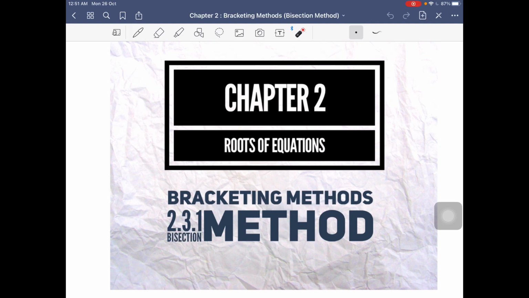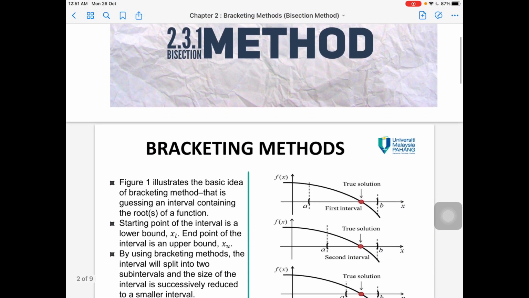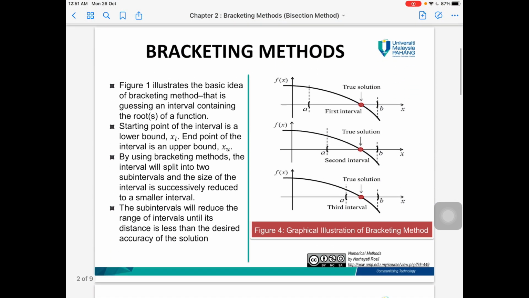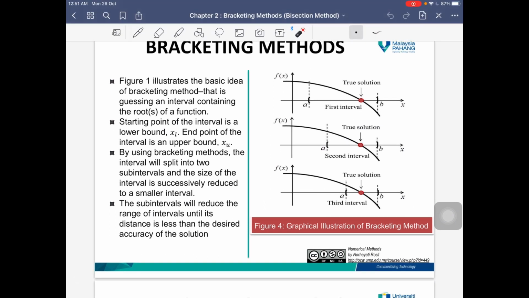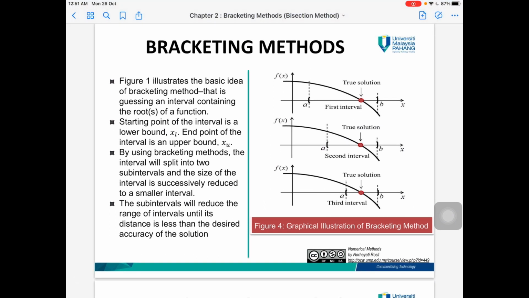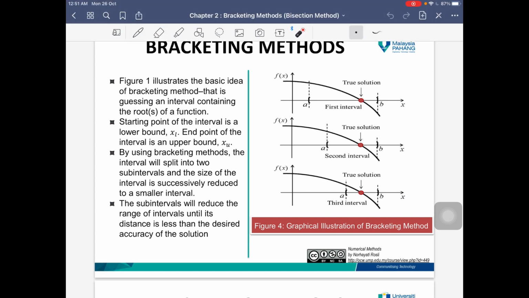Now, let's continue our discussion on chapter 2, bracketing methods, by using the bisection method. Bracketing methods. Let's discuss the idea first. What is actually a bracketing method? So, let's look at this figure 4 here.